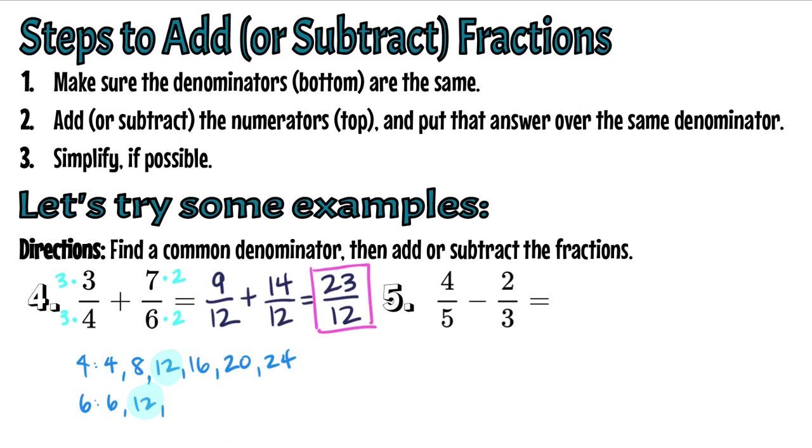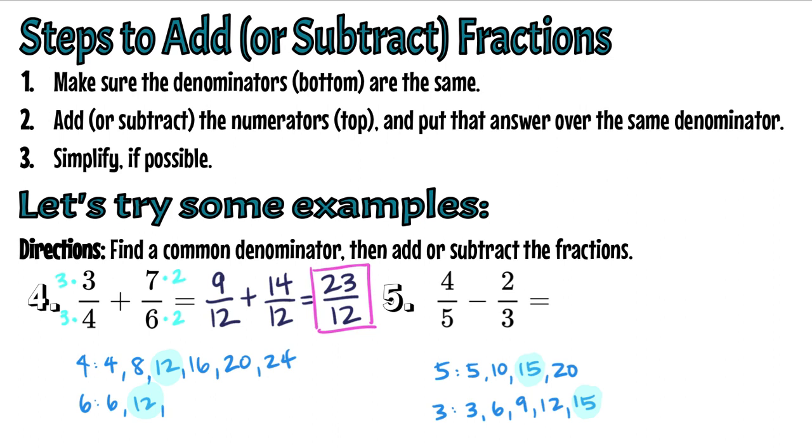Let's try number 5. We have the fraction 4/5 and we're subtracting 2/3. Let's start by listing the multiples of 5: 5, 10, 15, 20. Let's see how we do when we list the multiples of 3, see if we have to go further. We're counting by threes: 3, 6, 9, 12, 15. There we go. I see that we have the least common multiple of 15 in both of our denominators.